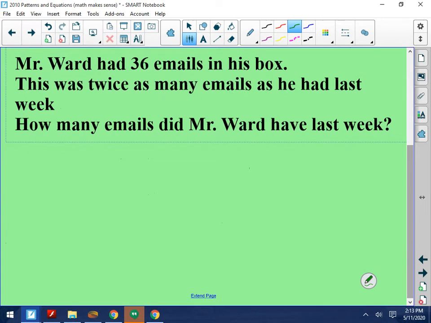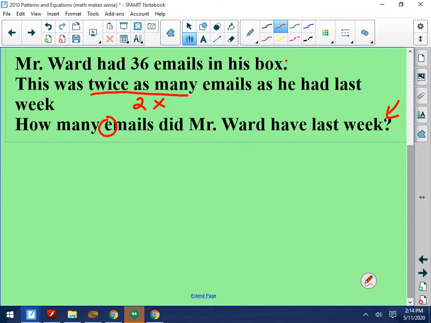Next question here. It says, Mr. Ward has 36 emails in his inbox. This is twice as many. That means 2 times, right? 2 times as many emails as he had last week. How many emails did Mr. Ward have last week? This is what we're looking for. This is what we don't know. We don't know how many emails he had last week, so I'm going to use the variable E.